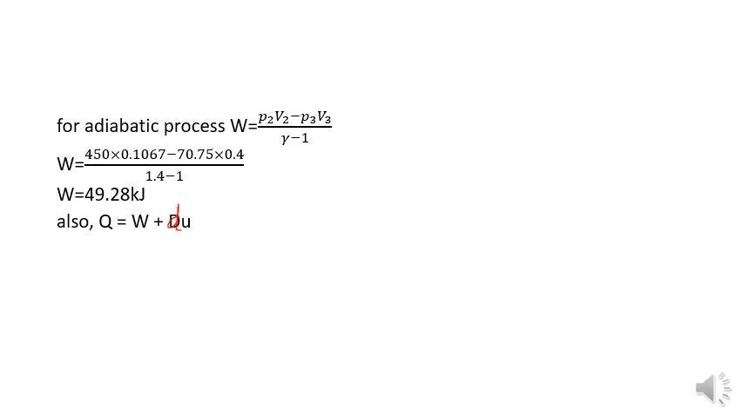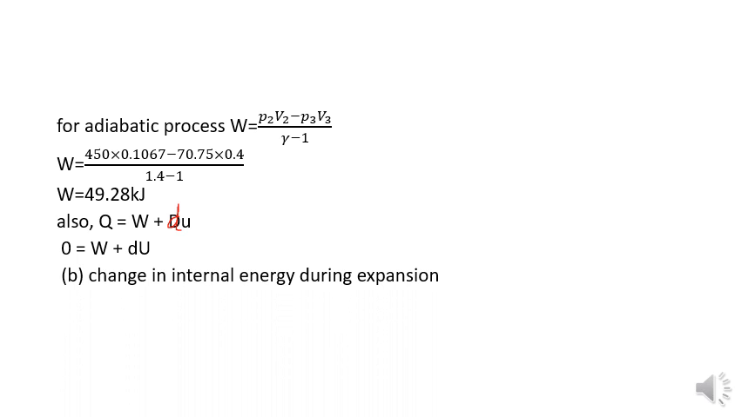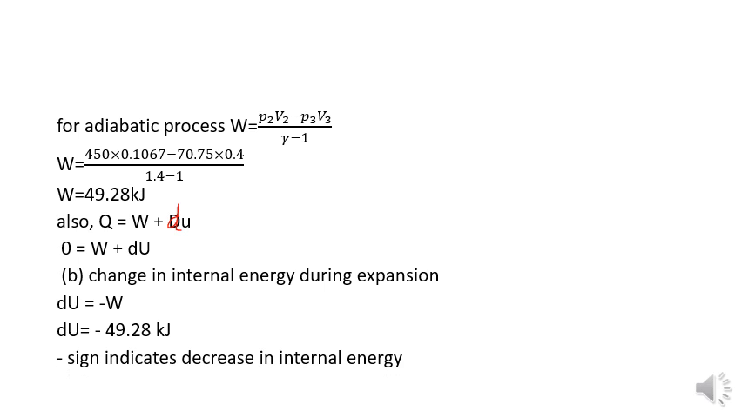So energy equation, dQ is dU, Q is equal to W plus dU. In an adiabatic process, the heat transfer is 0. So W plus dU is equal to 0. So change in internal energy during expansion, dU is equal to minus W. Whatever value you got, the negative sign indicates the internal energy is decreasing, a decrease in internal energy.